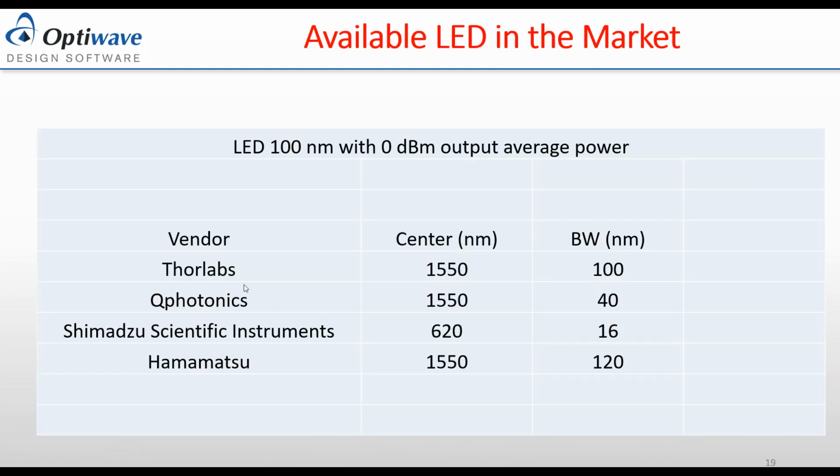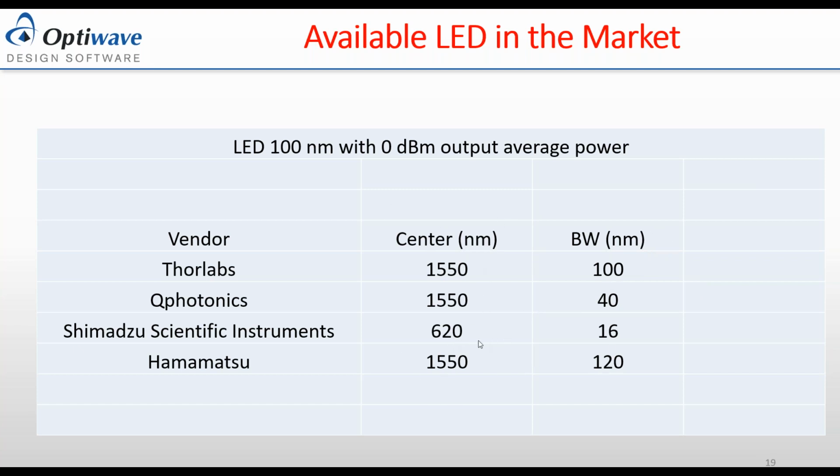Okay, so this is just a quick list of the light emitting diodes which you can use, for example, commercially. You can buy them from Thorlabs or Q Photonics or Shimadzu Scientific Instruments and Hamamatsu. And every one of these LEDs has a certain width and certain center frequencies.